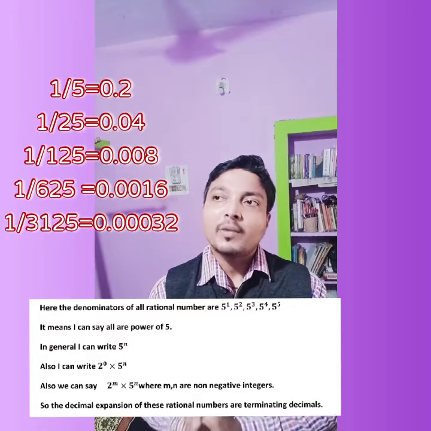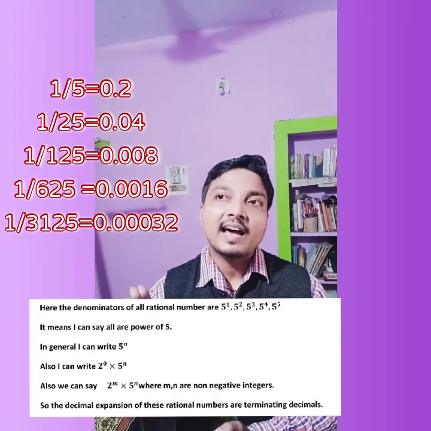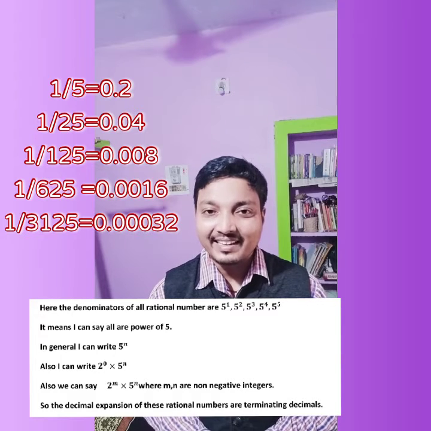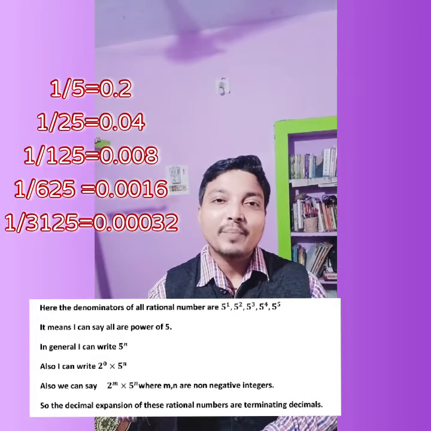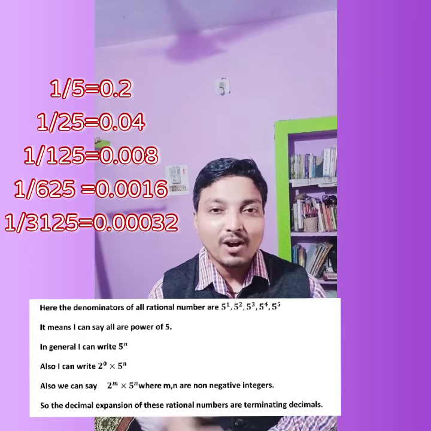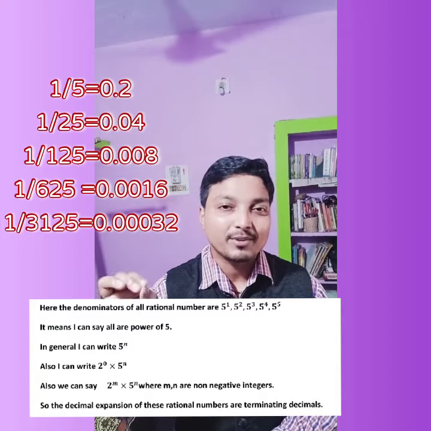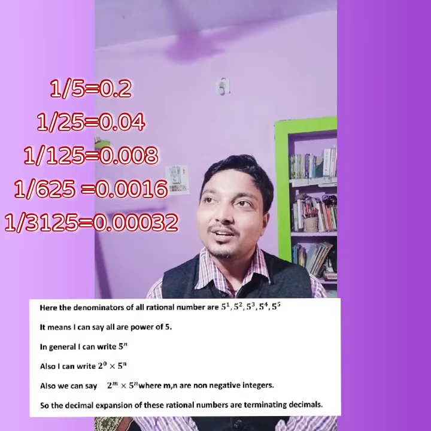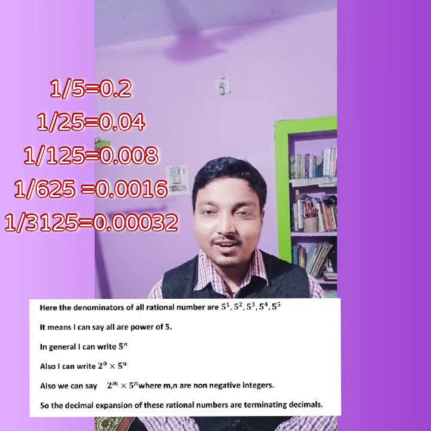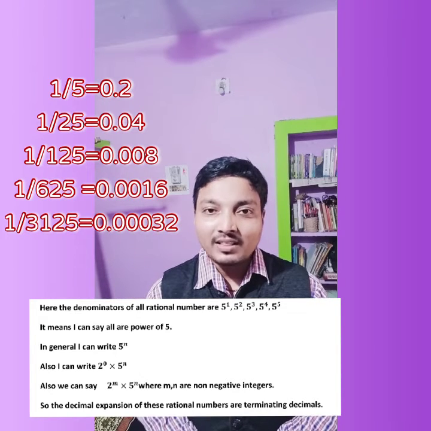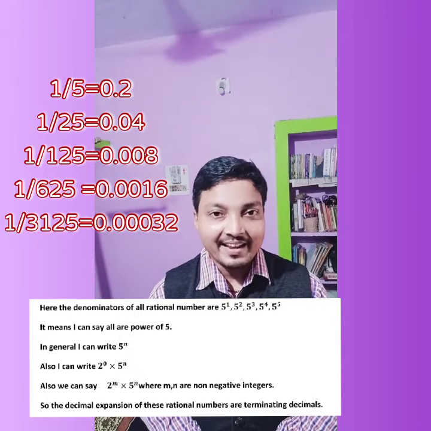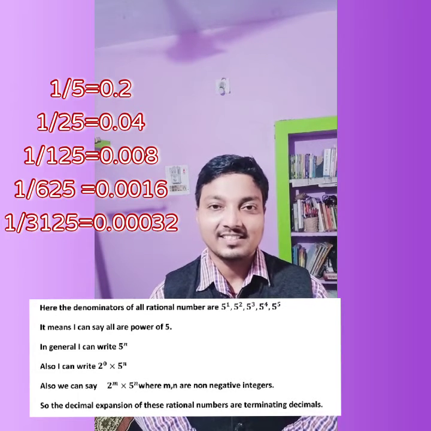Okay, so commonly one can say the denominators are written in the form of 5 to the power n. In addition, we can write 5 to the power n in the form of 2 to the power 0 into 5 to the power n. And then one can also say it as the factorization of the denominator of all these rational numbers. We can write it in the form of 2 to the power m and 5 to the power n, where m and n are non-negative integers.